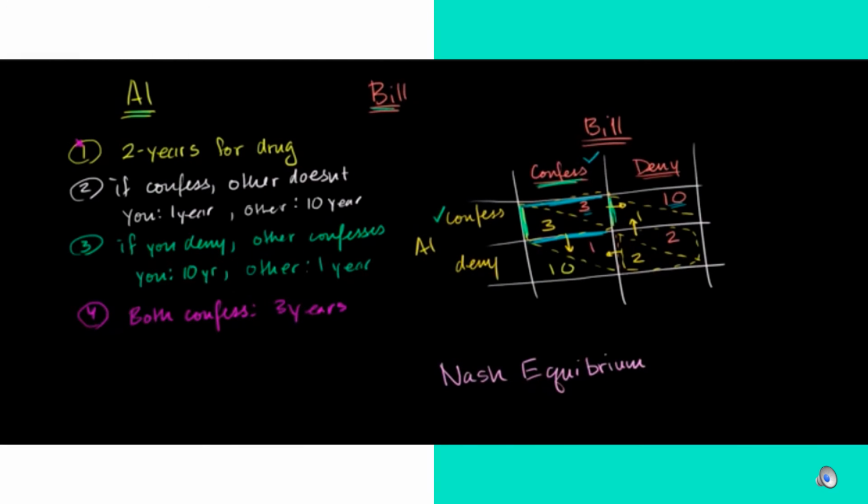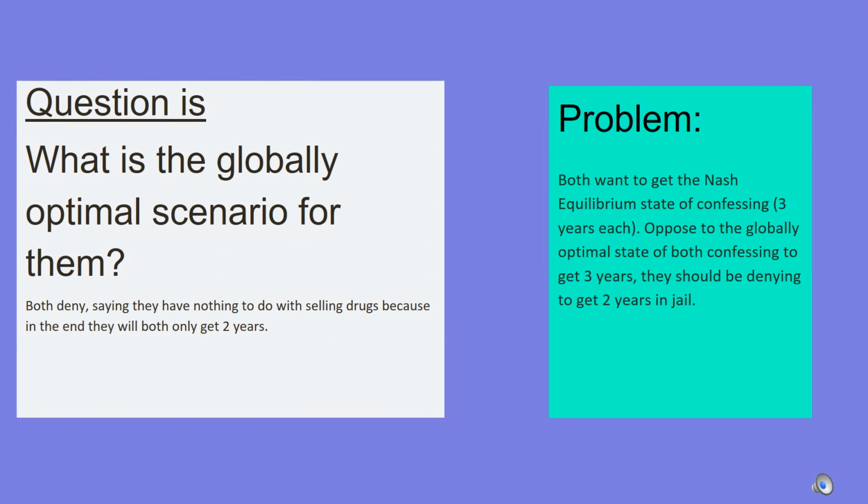Here is a visual of the payoff matrix. On the left we have 4 scenarios from Al and Bill, and on the right we have the payoff matrix with the outcomes if one denies and one confesses. The question is, what is the globally optimal scenario for both of them? Both deny, saying that they have nothing to do with selling drugs, because in the end they will both only get 2 years. The problem? Both want to get the Nash equilibrium state of confessing, which is 3 years. As opposed to the globally optimal state, instead of both confessing to get 3 years, they should be denying the charges and only get 2 years in jail.